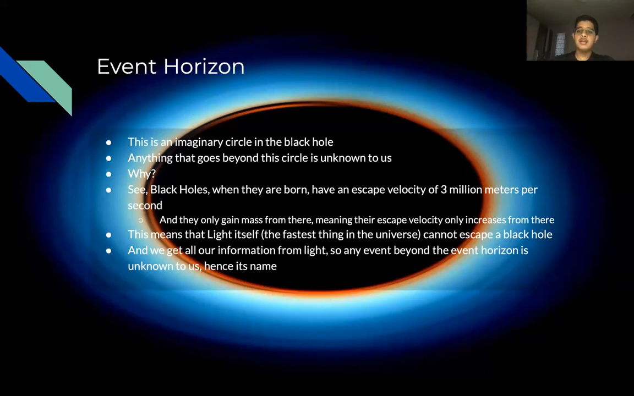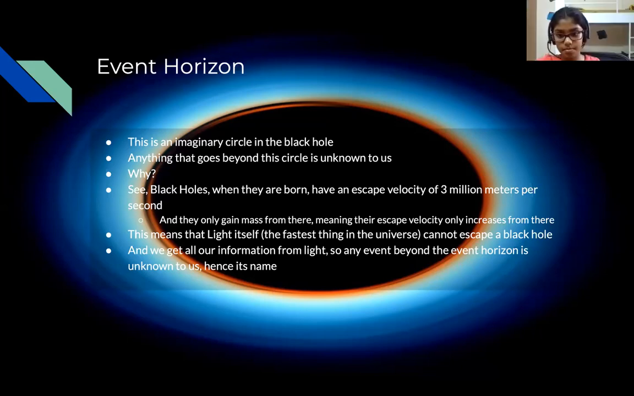So why is the number 3 million meters per second important? Because it's the escape velocity of the black hole. It's not just that. There's a very specific reason. Do you know what that is? Like they turn, forming big, like rotating around something like that.